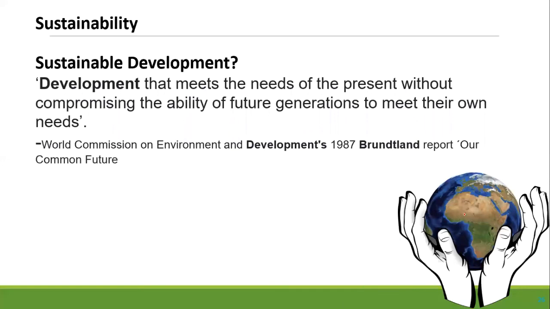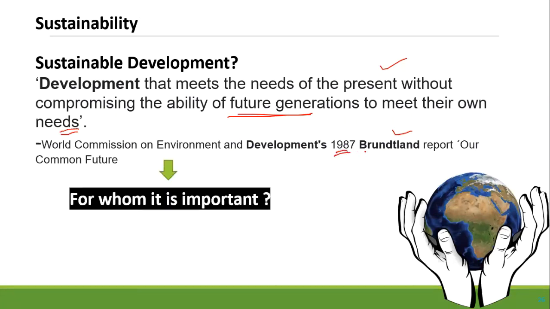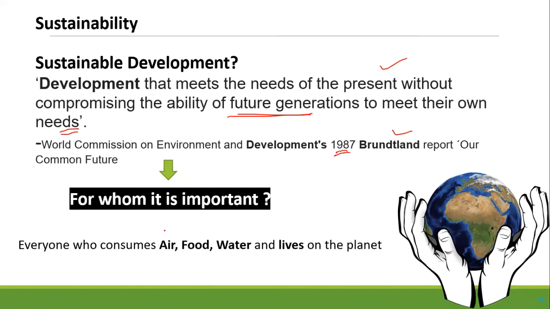So this is the development that meets the needs of the present without compromising the ability of future generations to meet their own needs. This is the standard definition by the Brundtland report in 1987. Someone will ask, for whom is this important? Who should care about sustainable development? We can say everyone who consumes air, water, food, and who lives on the planet. For that person, this is important. They have to contribute in this. They have to understand these issues.